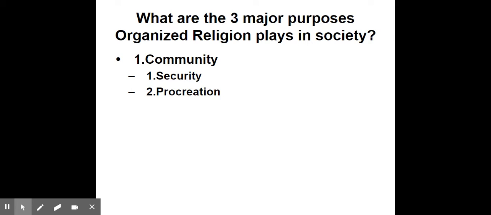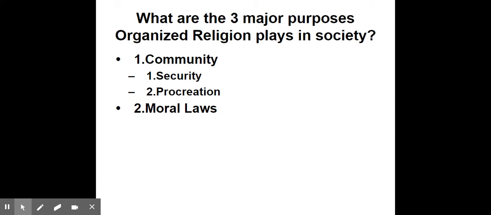Now, back to this security. One of the ways that organized religion provides security, and it also impacts society and community as a whole, is because it creates moral laws. I mean, think about it. If you're all believing in the same thing, then hopefully you are believing in the same laws.